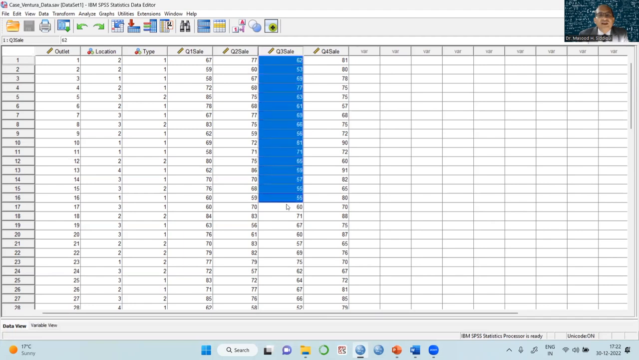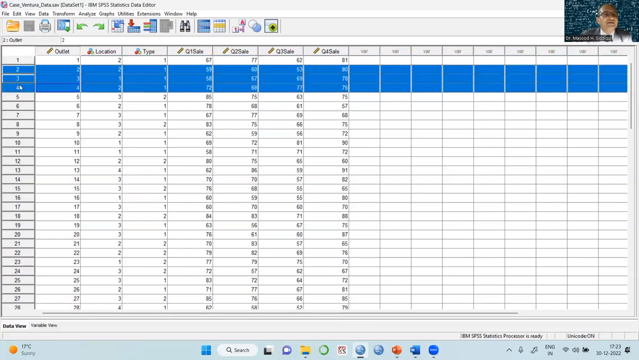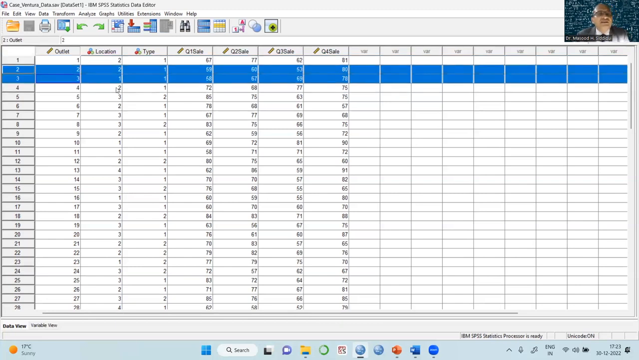So as we look at any of the sales, we find that there is a variation. Now, this variation is known as total variation or total sum of square. Now, the next thing is that we will be examining why there is variation. Suppose we look at these two cases, case number 2 and case number 3. Case number 2 belongs to location 2, that is the eastern region outlet, and case number 3 belongs to location 1, that is the northern region outlet.